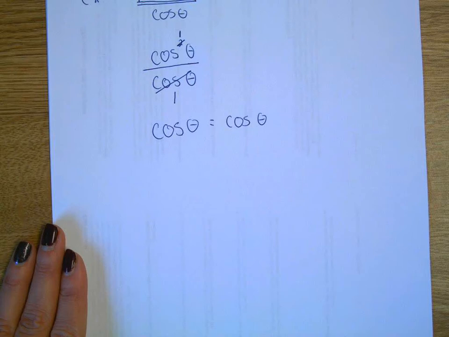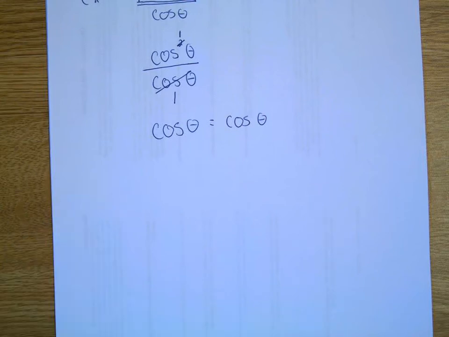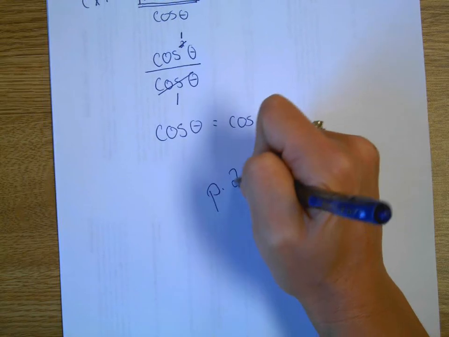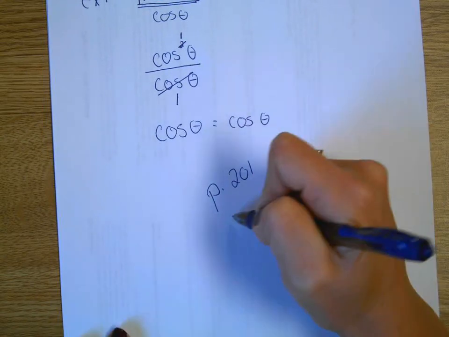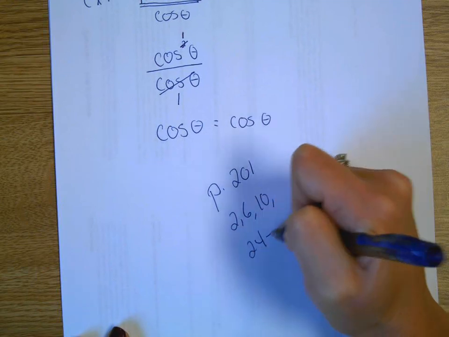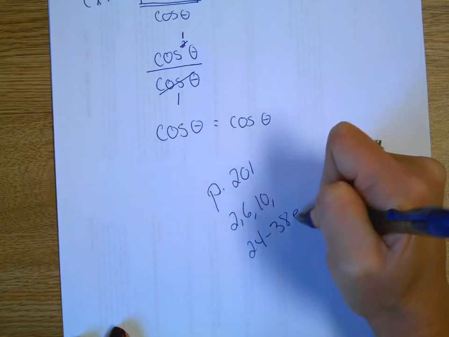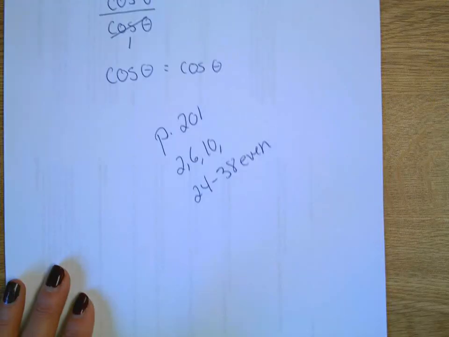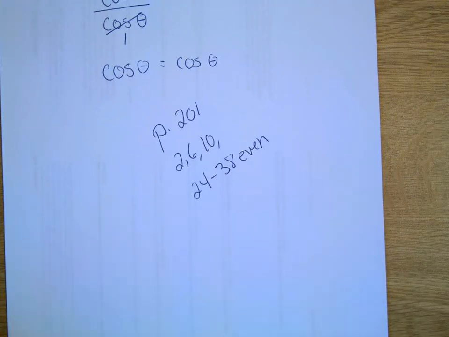Okay, for today. It is Thursday. It is 5-2 day 1 with this trig right here. Page 201, 2, 6, 10, 24 to 38 even. Good luck.